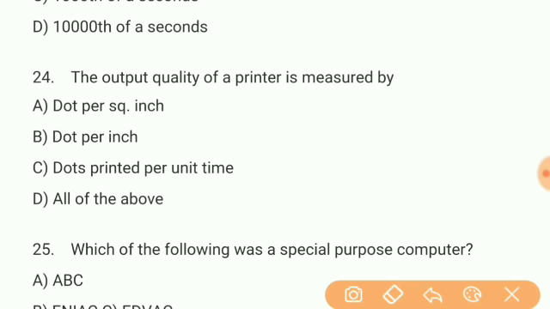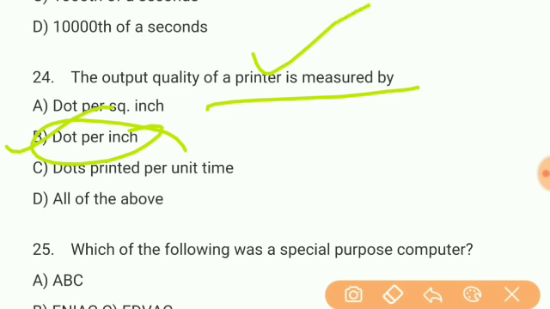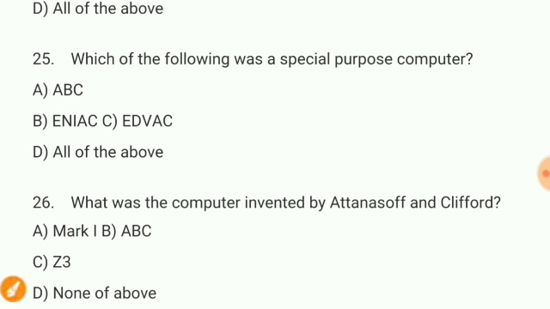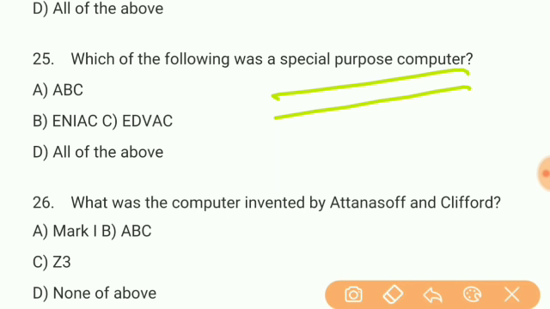The output quality of a printer is measured by what? Dots per inch. So the output quality of a printer is measured by dots per inch. Remember it. Which of the following was a special purpose computer? ABC, it is the special purpose computer.